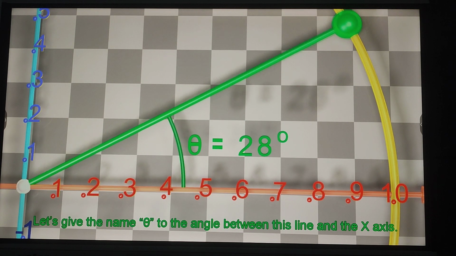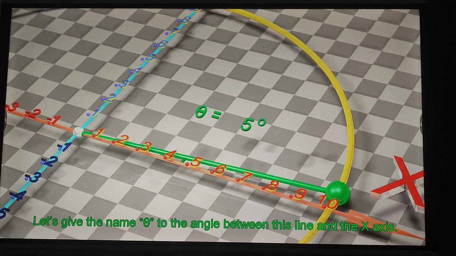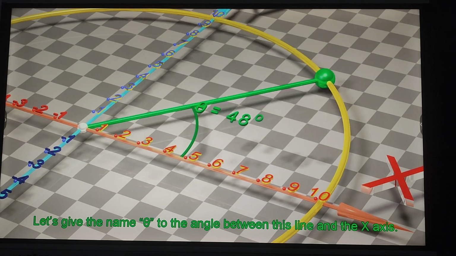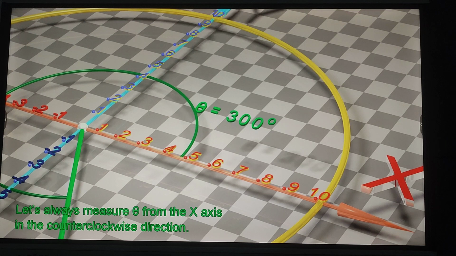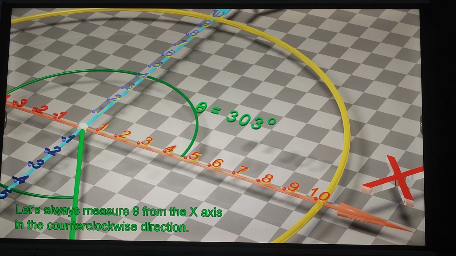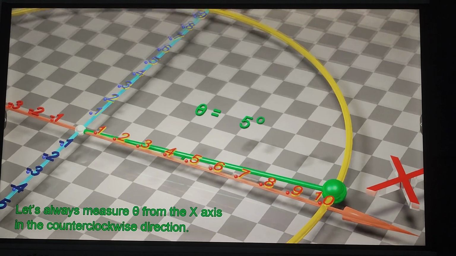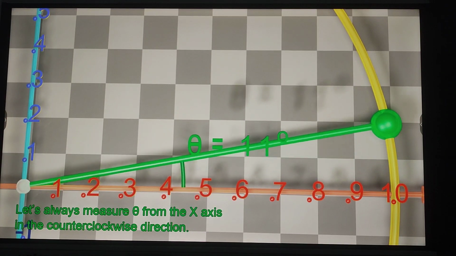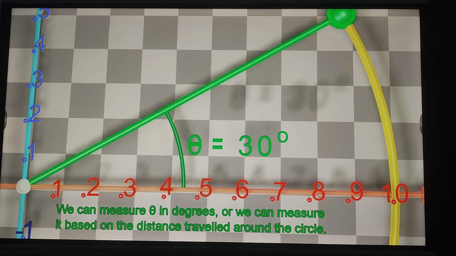Let's give the name theta to the angle between this line and the x-axis. Let's always measure theta from the x-axis in the counterclockwise direction. We can measure theta in degrees, or we can measure it based on the distance traveled around the circle.